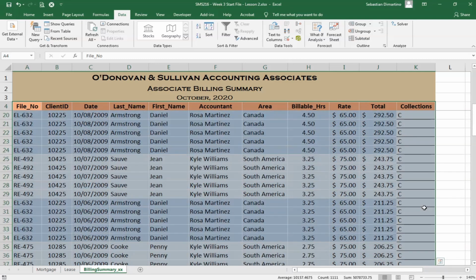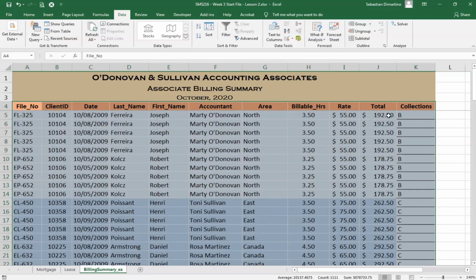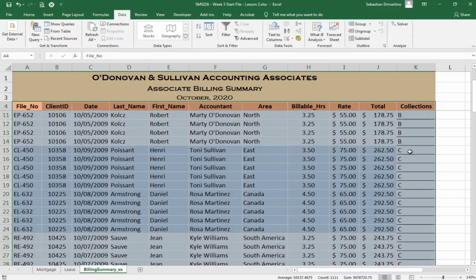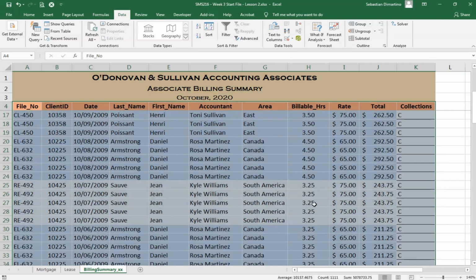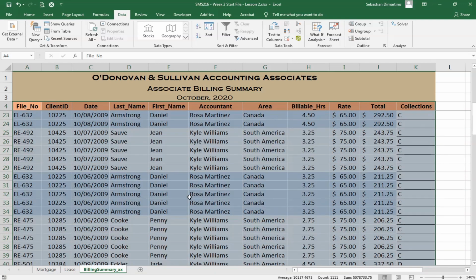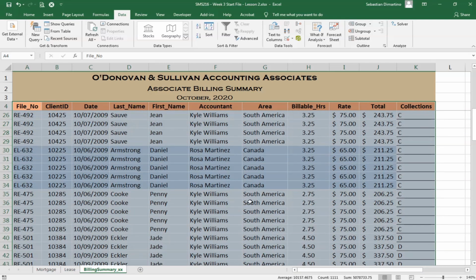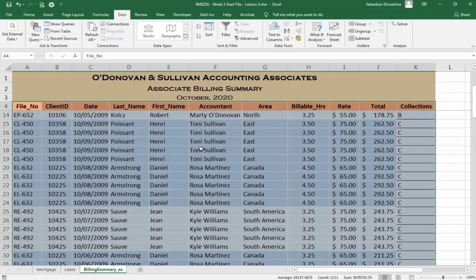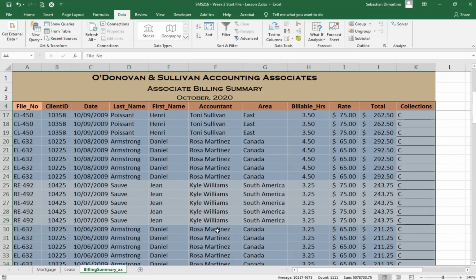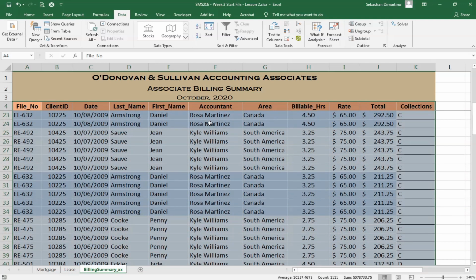Let's take a look at this a little bit more in detail. So here's what we got. For letter B, they're all Marty O'Donovan. No problem. Then we get to letter C, and we've got Tony Sullivan and Rosa Martinez, Kyle Williams, and then Rosa Martinez, and then Kyle Williams again. So here's a little bit of an issue, right? Perhaps you want to have all your letter C's together, but you also want to have all of your accountants together as well. You don't want a break. You don't want to go from Rosa to Kyle to Rosa to Kyle. That doesn't look very clean and it could become complicated.